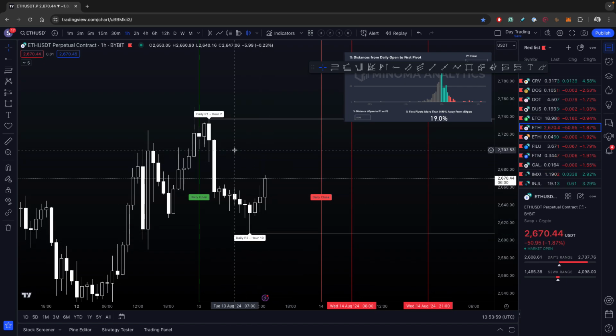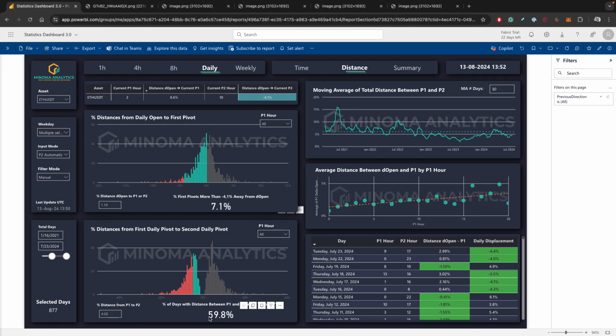So this is how you use this metric, right? If there is a high percentage here, that simply means there is a high chance, historically speaking, of more distance between P1 and P2. And therefore, if P1 will hold, then P2 is targeted. And again, you can combine this with other statistics.